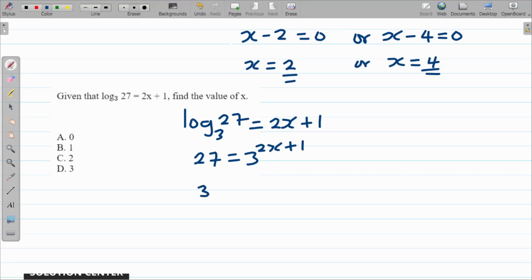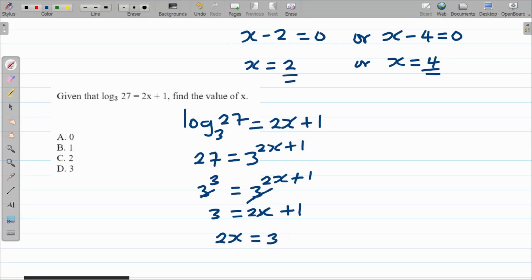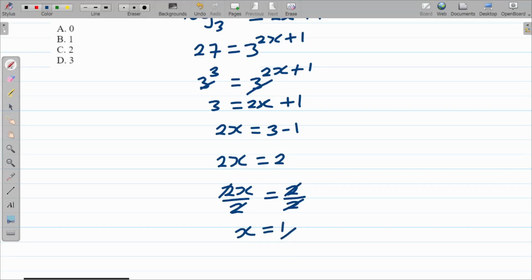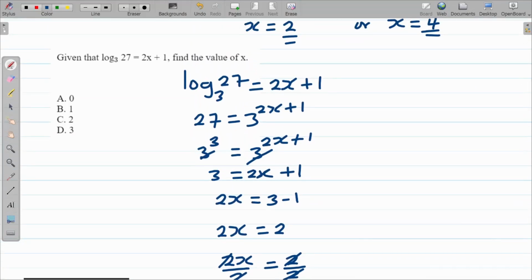So 27 is the same thing as 3 raised to the power 3, and that is equal to 3 raised to the power 2x plus 1. So since the bases are equal, the powers are equal. So it means 3 is equal to 2x plus 1. So take 1 to the other side. 2x is equal to 3 minus 1. So 2x is equal to 2. Divide both sides by 2: 2x over 2 is equal to 2 over 2. 2 cancels 2. So we have x is equal to 1. So that is the answer to question B.